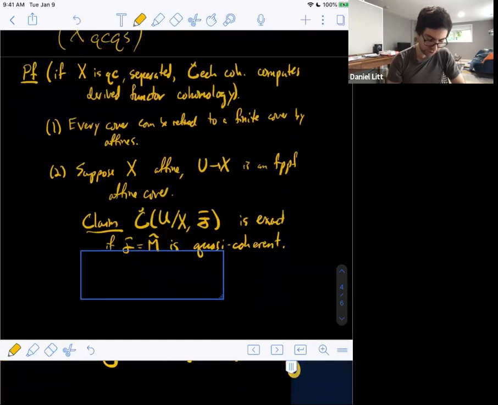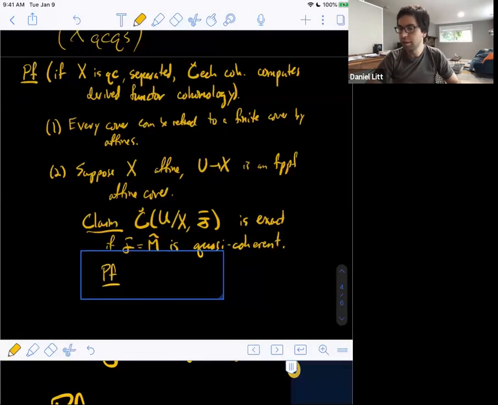Okay, so let's check this claim. Can anyone help me rewrite this Čech complex in terms of rings and modules? Everything inside is affine, and we have a module, so we should be able to rewrite everything, right?